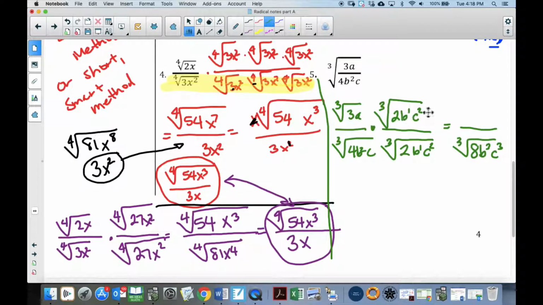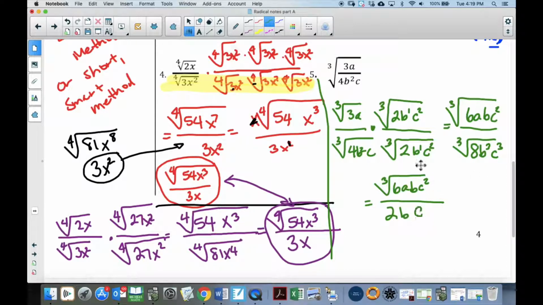So now in my numerator, I just need to multiply all that together because they are the same root, third root. I can do that. So this is 6ab c squared. My denominator can be simplified because that's why I set it up that way. So my numerator remains the same. My denominator, cube root of 8 is 2. B is just b, and same with c.